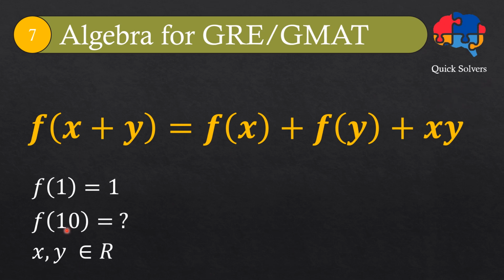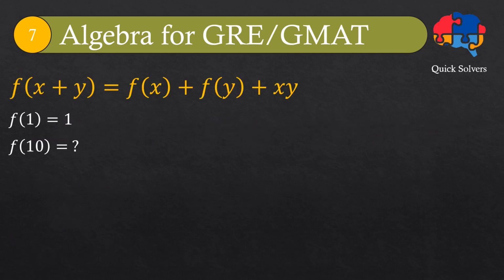Here I want to find f of 10, where f of x plus y is f of x plus f of y plus x times y. And we know that f of 1 is 1, and both x and y are real numbers. I believe this is a good question for those who are preparing for GRE or GMAT and its difficulty level is medium. So let's see how we can solve this.